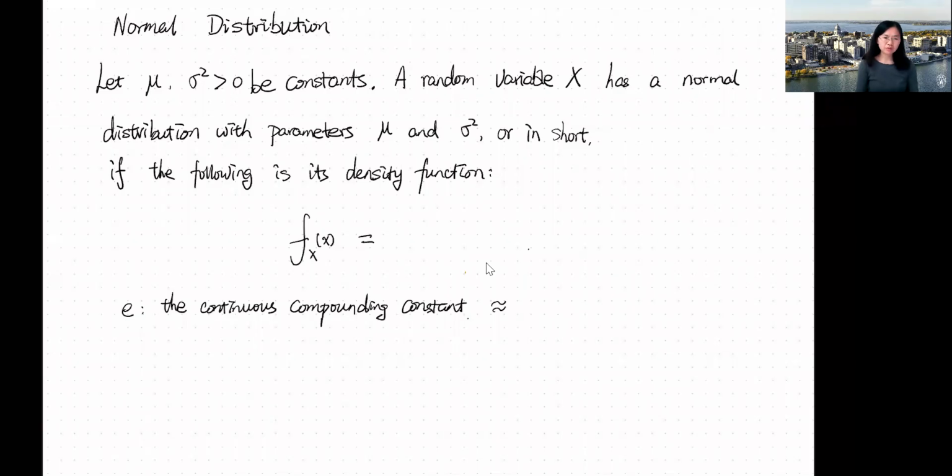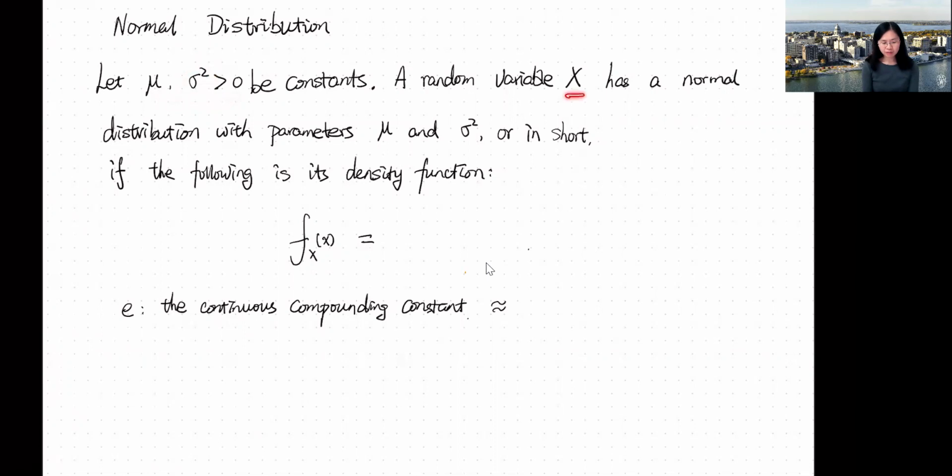In this video, we'll discuss normal distribution, which is a very commonly used continuous distribution. Normal distributions depend on two parameters, mu and sigma squared. So let mu and sigma squared be two constants. The mu can be positive or negative or zero, while sigma squared is always strictly positive. So these are two constants.